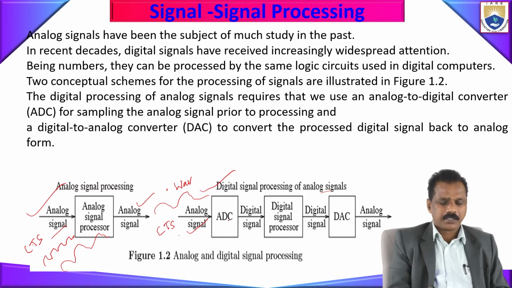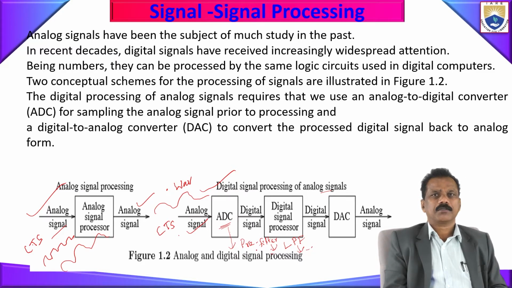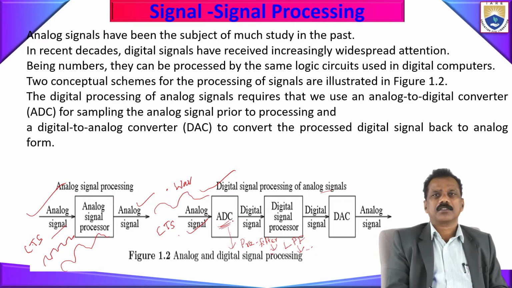This is given to the analog to digital converter. What is available here? First, a pre-filter. The pre-filter is nothing but a low pass filter. We know the significance of the low pass filter: it allows only low frequency signals and opposes high frequency components. So we expect the analog to digital converter output response to be a digital signal.